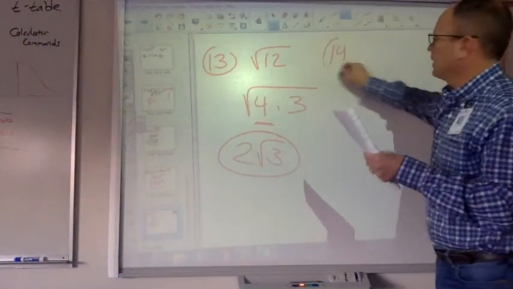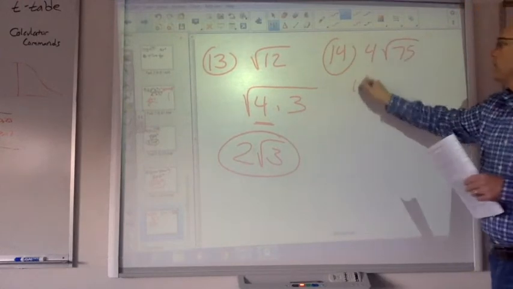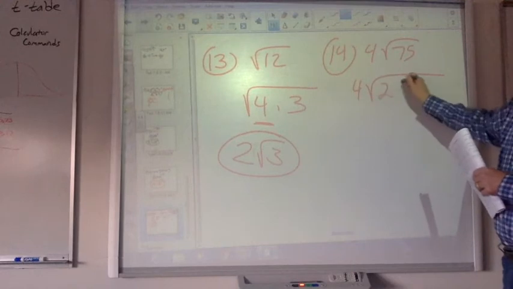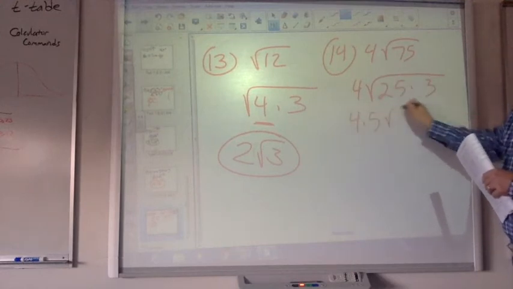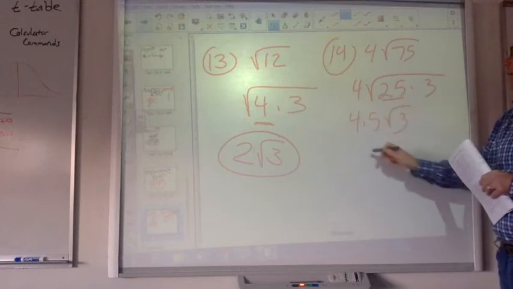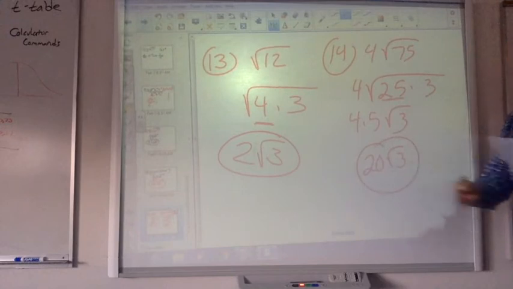Number 14. I have 4 root 75. I'm going to break this into 25 times 3. So that's going to be 4 times 5 root 3, because it's square root 25, which is 20 root 3. All right?